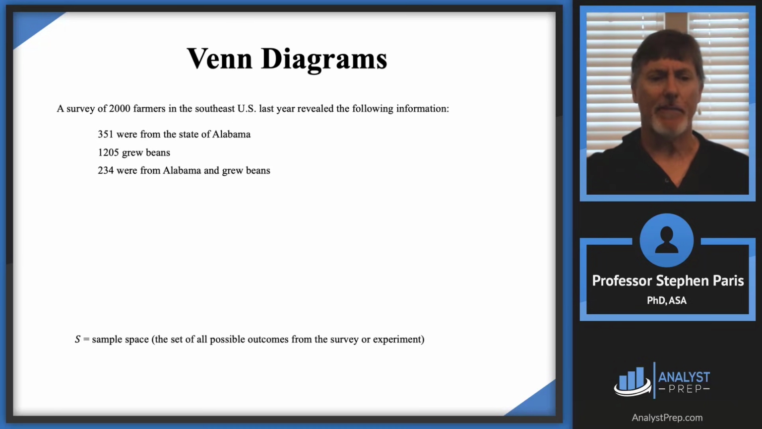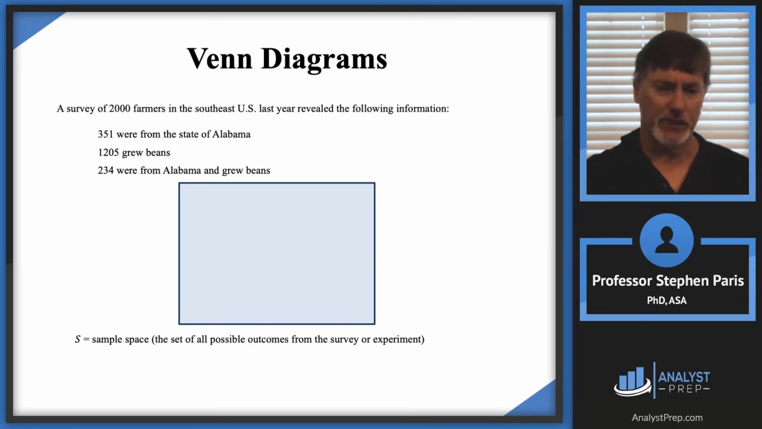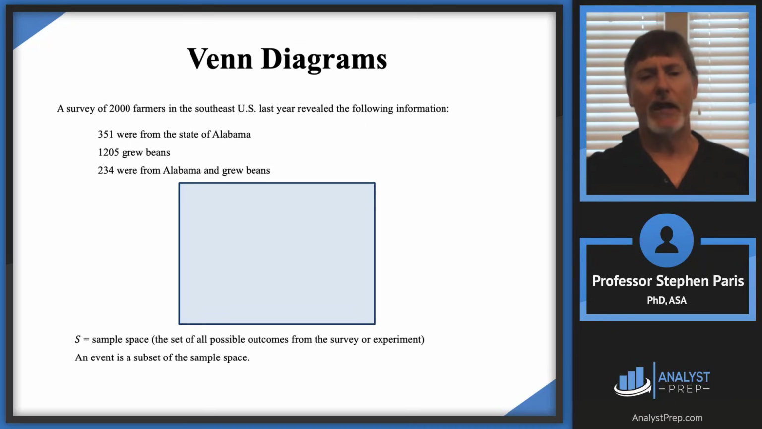First of all, capital S we generally use to represent the sample space, and that's the set of all possible outcomes from the survey or an experiment. We schematically represent that with a Venn diagram by just putting a rectangle. And then we would have an event. Capital A may be the event that the surveyed farmer was from Alabama, for instance. The events are subsets of the sample space.